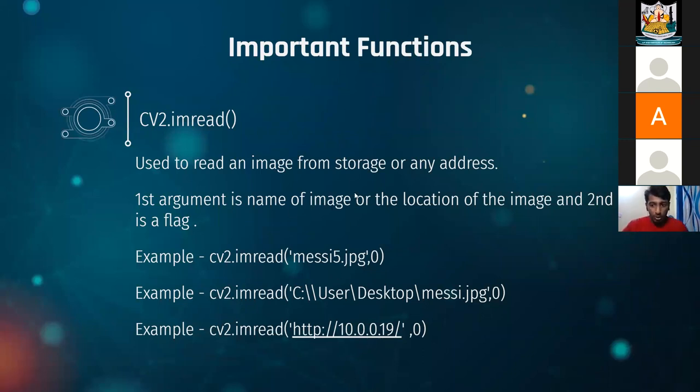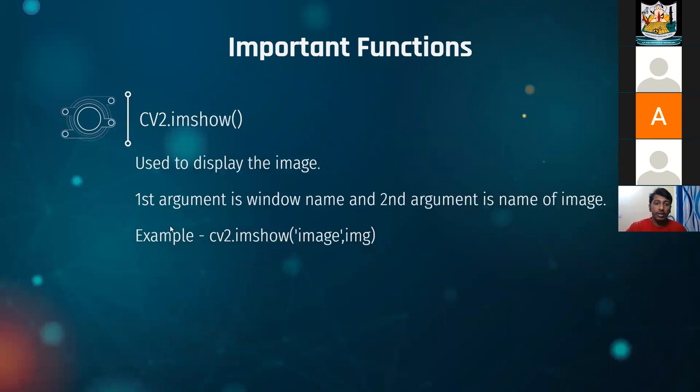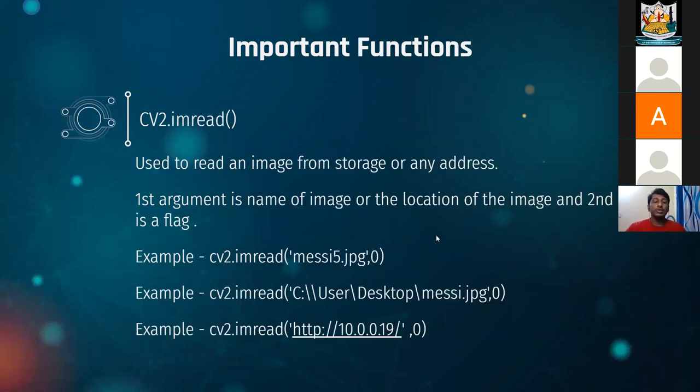First is the image or location. The second is a flag. Now, what is this flag? The flag is to tell OpenCV what you are reading. Are you reading a color image or a grayscale image? Generally, OpenCV is smart enough to understand, but if you have trust issues and don't believe OpenCV will understand, you can just give that flag. Zero means it will read a grayscale image, and if you put a one, it will read a color image. So in this, you can tell OpenCV what kind of image it is reading.